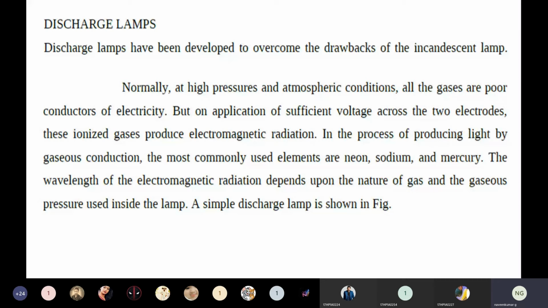So whenever you are using a gaseous discharge, that is, you are using gas in a closed surface between a set of electrodes, the electrodes ionize the gas. The ionization produces electromagnetic radiation, which is observed in the form of light. The wavelength of electromagnetic radiation depends upon the nature of the gas and the gaseous pressure that we are using inside the lamp.